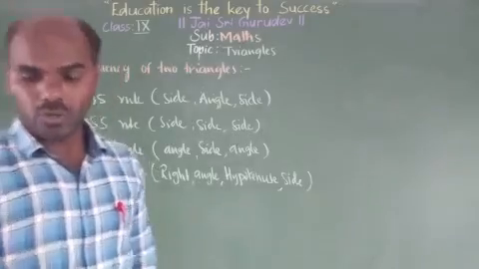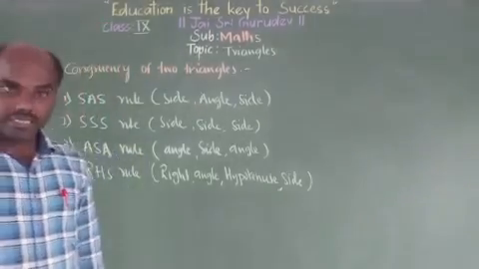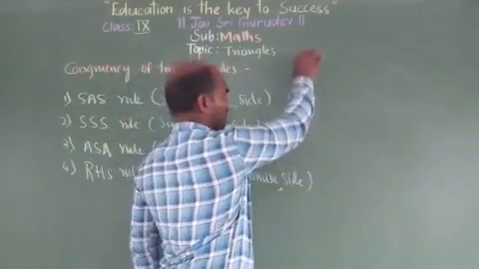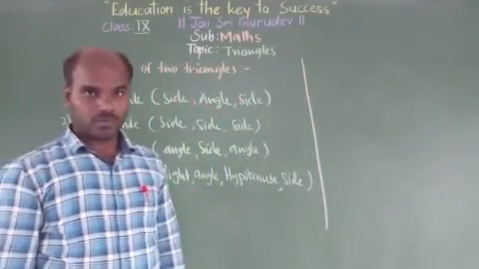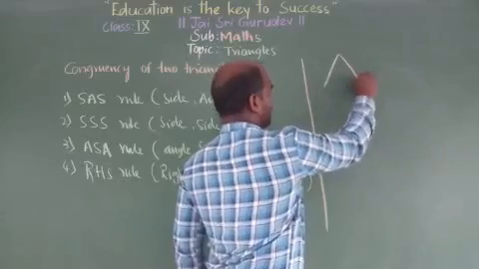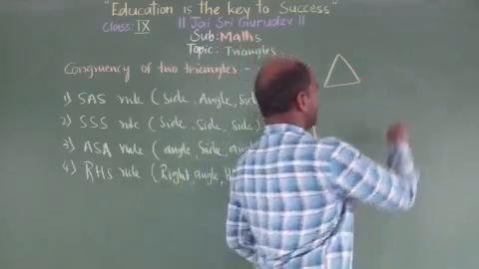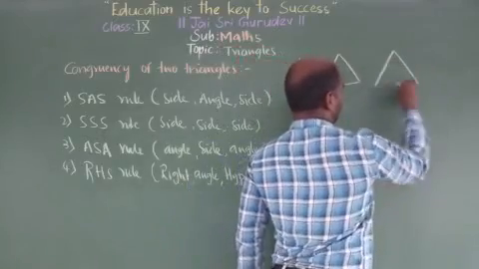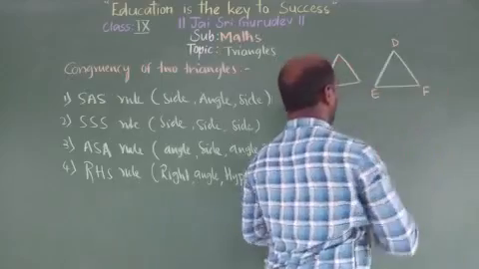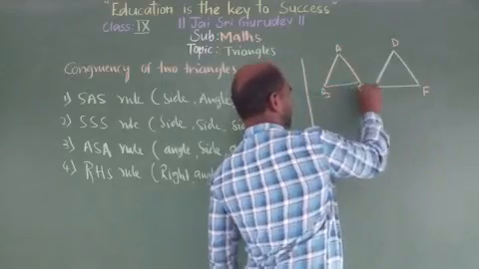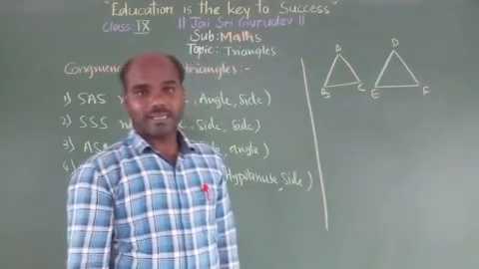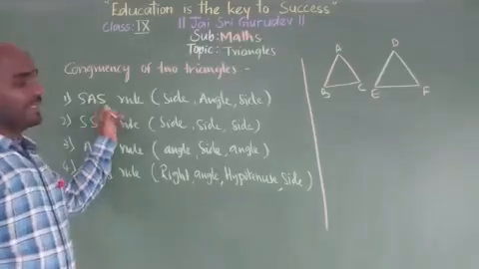In this class we should learn the first one, that is the SAS rule. So dear children, now we are taking the first one, the SAS rule. According to the SAS rule, I am taking one triangle ABC and another triangle DEF. These two triangles we want to prove are congruent by using the SAS rule.